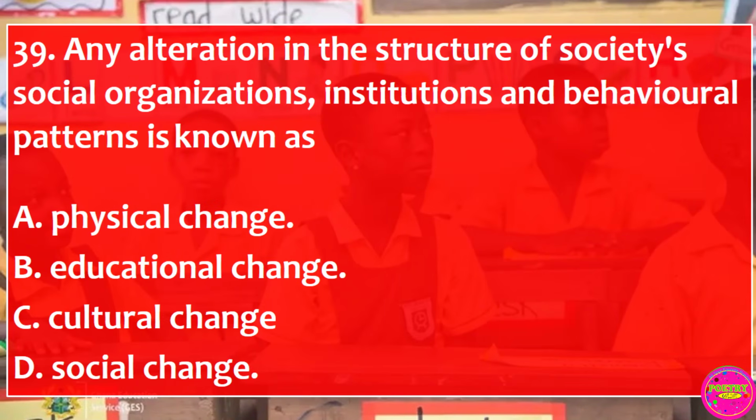Question 39. Any alteration in the structure of society's social organizations, institutions, and behavioral patterns is known as A. Physical change. B. Educational change. C. Cultural change. D. Social change. The correct answer to this question is D. Social change.